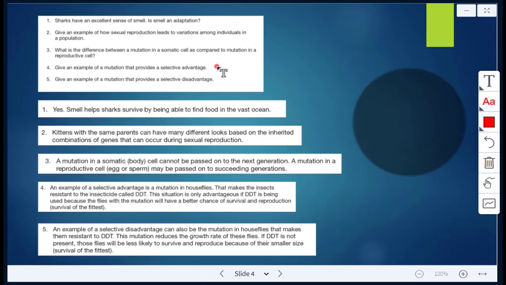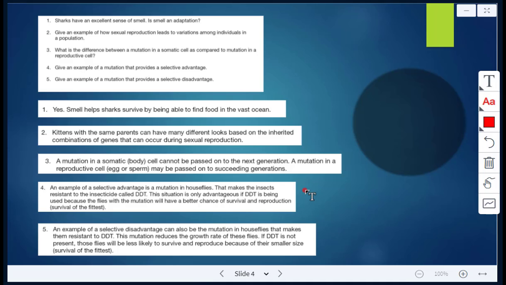Give an example of a mutation that provides a selective advantage. So for example, let's look at this one in houseflies. And we're looking at DDT. So DDT was a heavily used pesticide. So an example of a selective advantage is a mutation in houseflies that makes the insects resistant to the insecticide called DDT. This situation is only advantageous if DDT is being used because the flies with the mutation will have a better chance of survival and reproduction, so survival of the fittest.